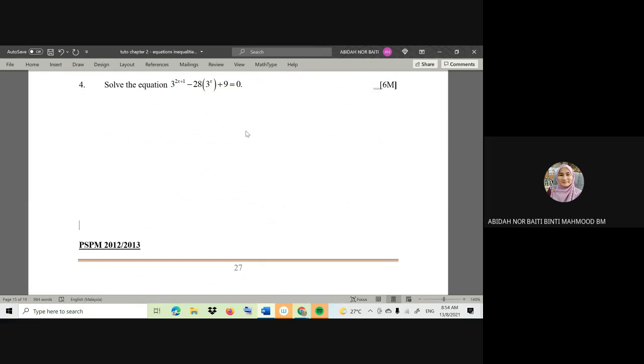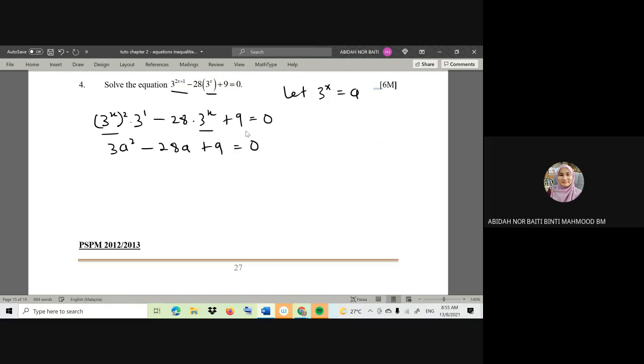indices. Okay, this is 3 power x. Find 3 power of x here. So 3x squared times 3 power of 1 minus 28 times 3 power of x plus 9 equal 0. So nampak ni ada 3 power of x, here also 3 power of x. So let 3 power of x is a. So 3a squared minus 28a plus 9 equal 0.